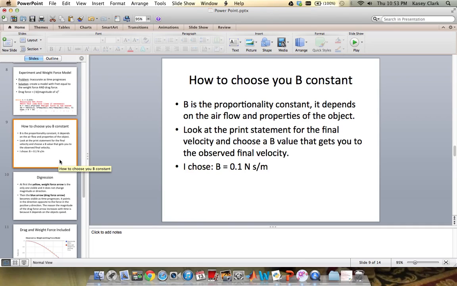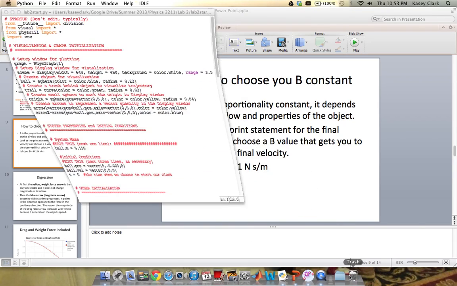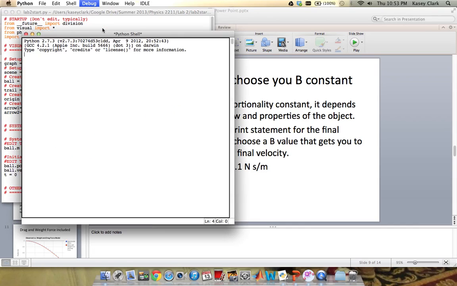And the question is, what is b and how do you choose it? It's the proportionality constant that depends on the properties of that object. I chose it by trial and error, matching the model's final position with the observed motion's final position. And this is what it looks like when you run the code.